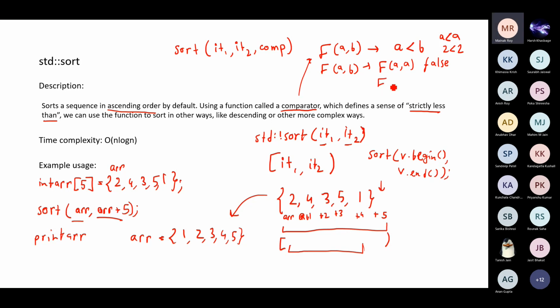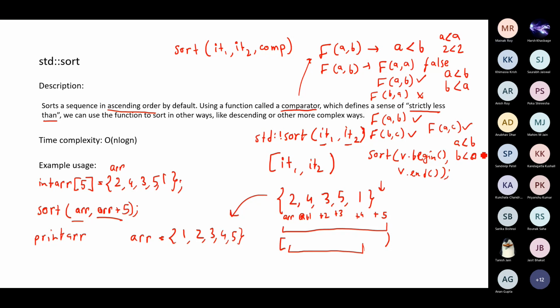Then if f(a, b) is true, then obviously f(b, a) is not true. If a is less than b, b cannot be less than a at the same time. That is obviously not possible. And one more thing it must satisfy is if f(a, b) is true and f(b, c) is true, then f(a, c) is also true. Which means that if a is strictly less than b, and b is strictly less than c, then a is strictly less than c.